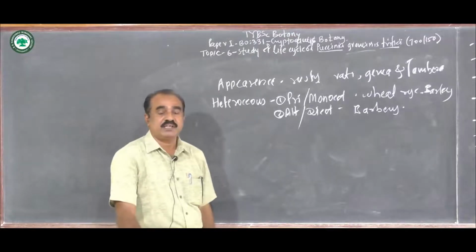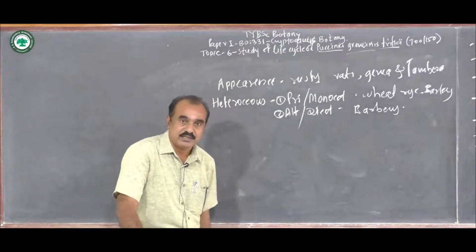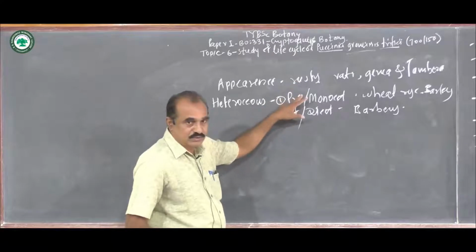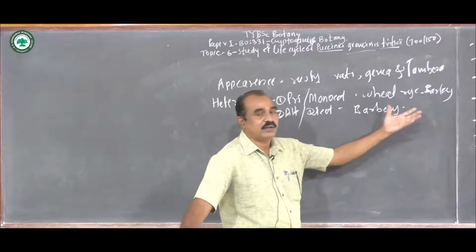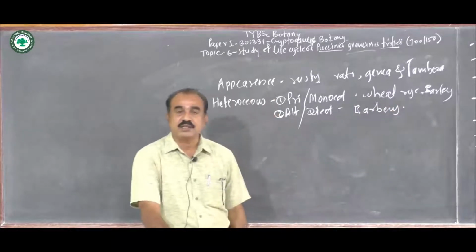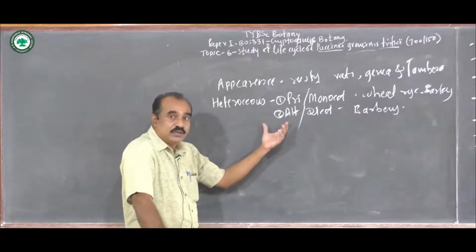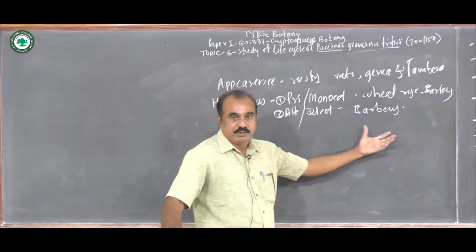Now here in Puccinia graminis tritici, it requires two different types of hosts to complete its life cycle. Some stages of its life cycle are completed on the primary host. It is also called the monocot host, and examples are wheat, rye, barley, etc. Grasses are also there. And some stages of the life cycle are completed on another host, which is called the alternate or dicot host, and the example is the barberry.